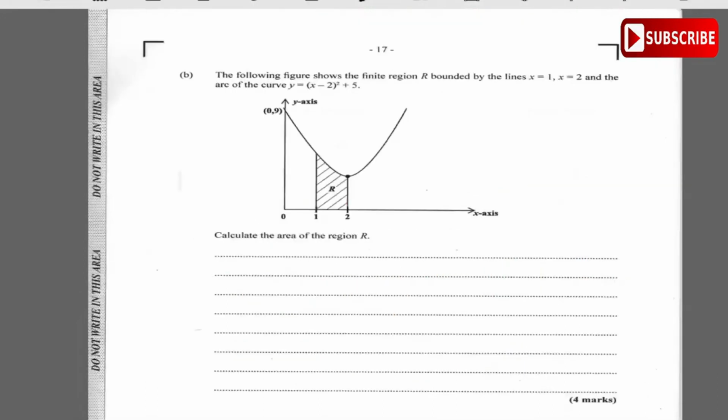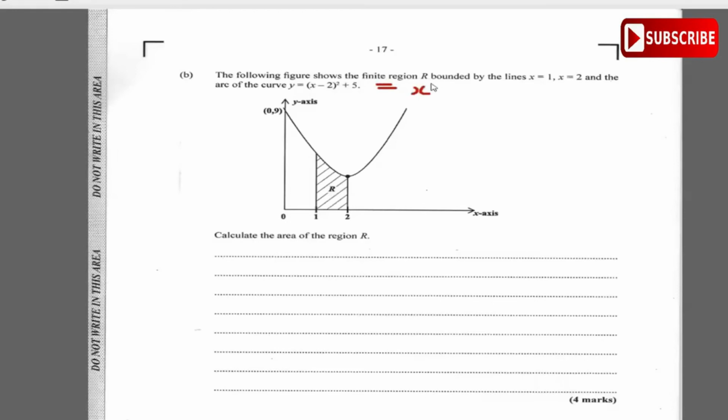All right, let's look at part B. Part B says the following figure shows a finite region on the curve, and the curve is y is equal to (x minus 2) all squared plus 5. So they give us a curve and they complete the square. What I'm going to do is expand this out and put it in regular form, in standard quadratic form.